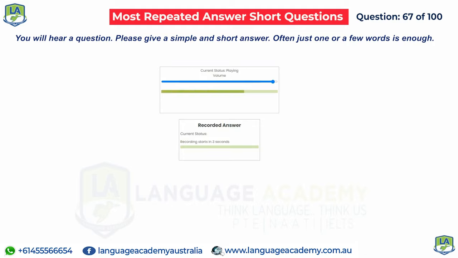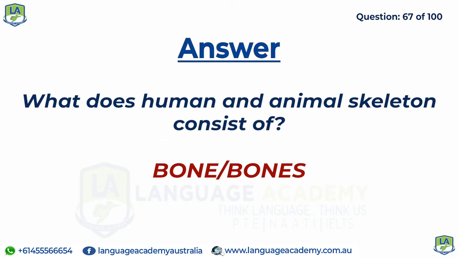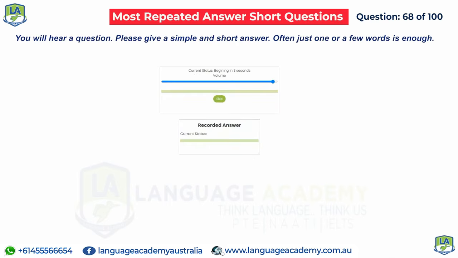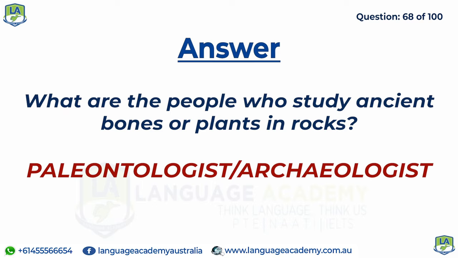What does human and animal skeleton consist of? Bone, bones. What are the people who study ancient bones or plants in rocks? Paleontologist, archaeologist.